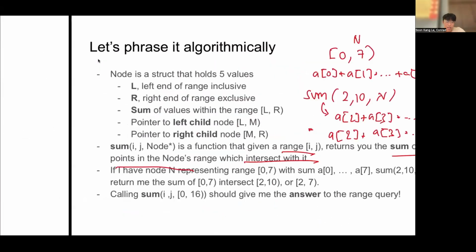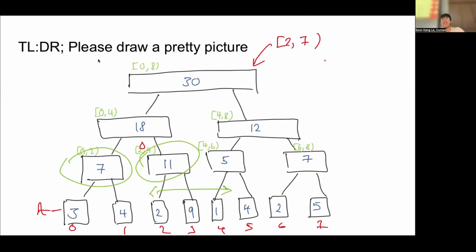So if that's not the case, right? Let's say it's neither completely contained nor completely disjoint, that means there's some intersection with the range that we want. So in those cases, we actually have to break it down even further, right? Let's say the range is not completely contained, but it also has some intersection.